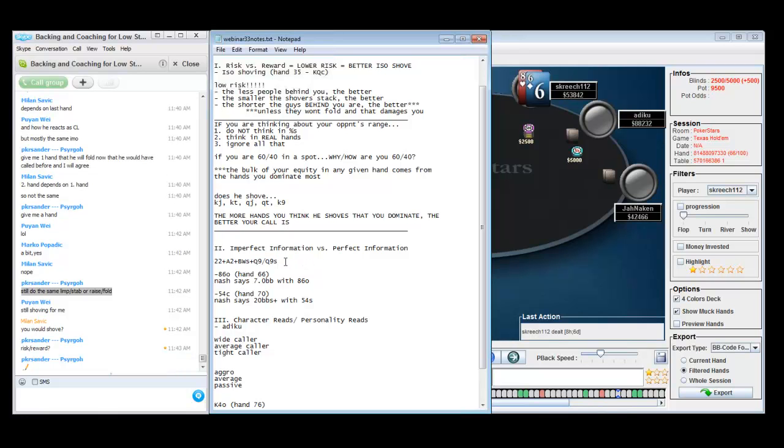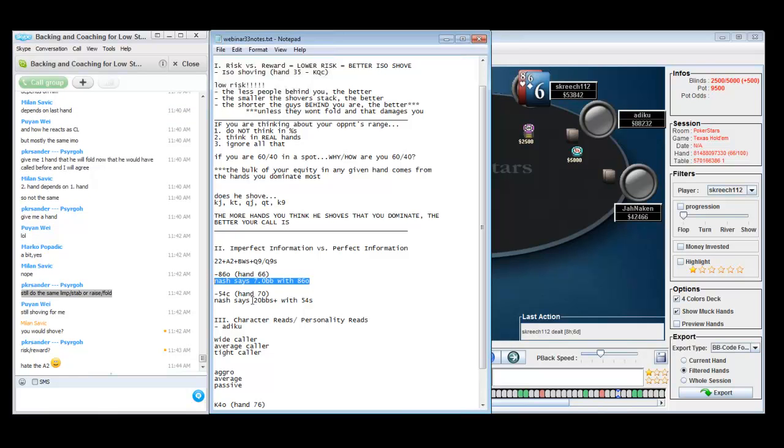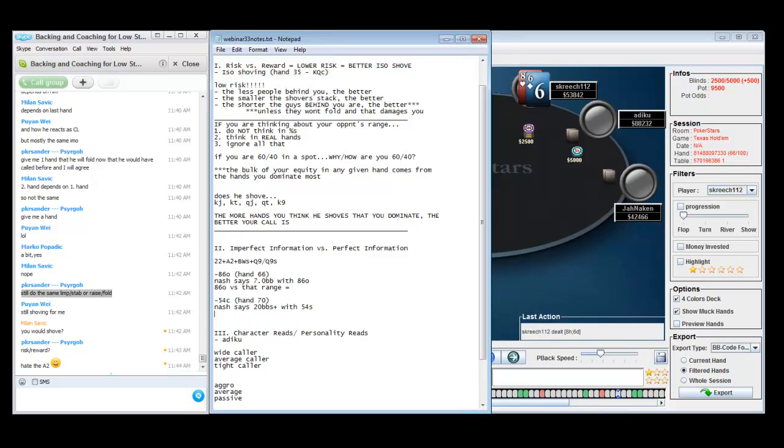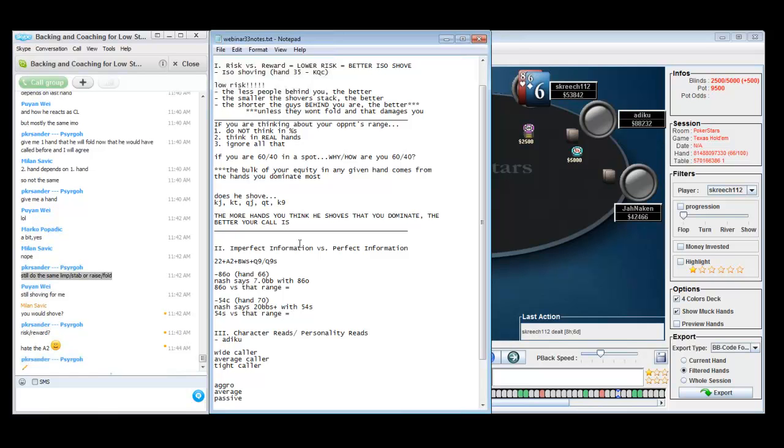If Nash says you can shove 8-6 for only 7, but you can shove 20 big blinds plus with 5-4 clubs, what would you think 8-6 offsuit versus that range equals, your percentage edge? And same with 5-4 suited versus that range. I already know the answer to this because we looked it up. This one, Nash says 7 big blinds. This one, Nash says 20 big blinds. What's your percentage versus this range?